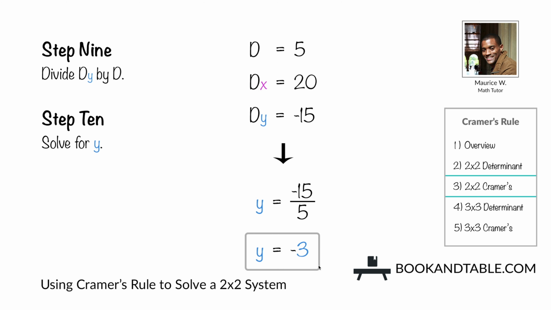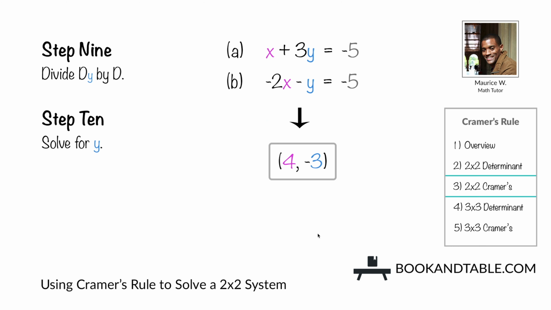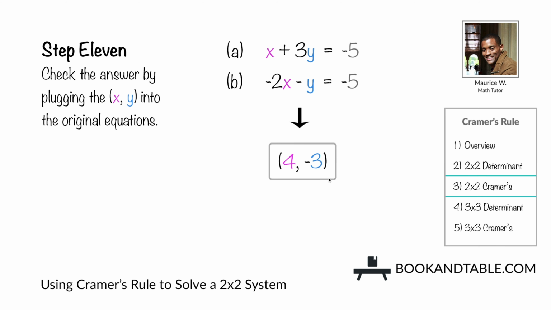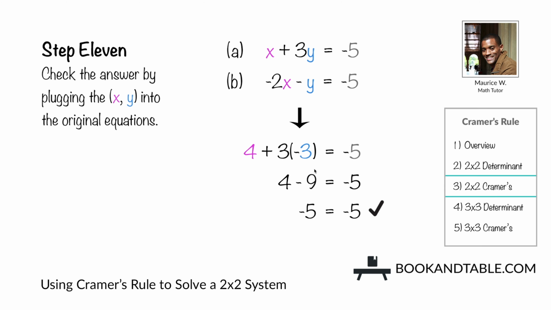So we found the value for x and we found the value for y. X is equal to positive 4 and y is equal to negative 3 is the solution to this 2x2 system. And we can check this answer by plugging the xy, 4, negative 3, into the original equations, a and b. When we plug 4 in for x and negative 3 for y, we get 4 plus 3 times negative 3, which should be negative 9.